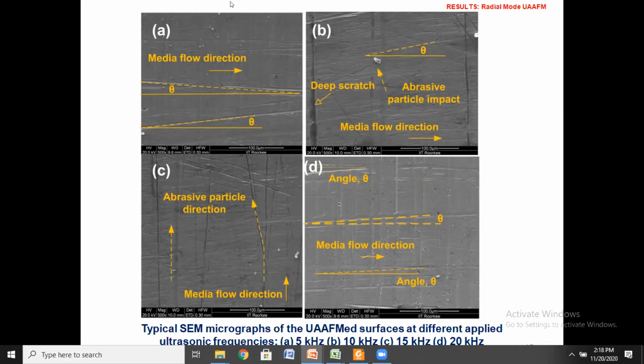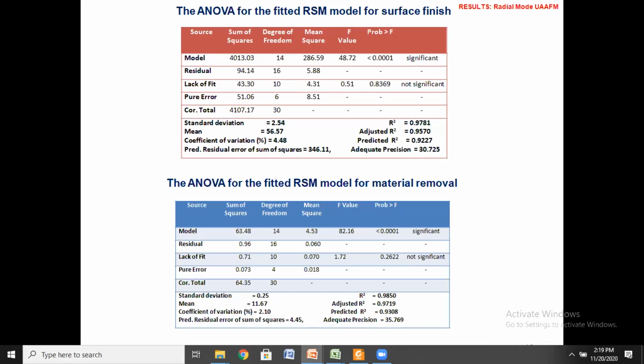So here this figure shows the scanning electron microscopy of the UAFM samples at different frequencies. You can see the media flow direction and hitting at an angle theta, and the media flow direction and the abrasive scratches, the deep scratches in certain cases, etc., can be recorded, and based on that you can also judge the finishing of the sample. Means you can measure the finished sample of the result after the UAFM process, right?